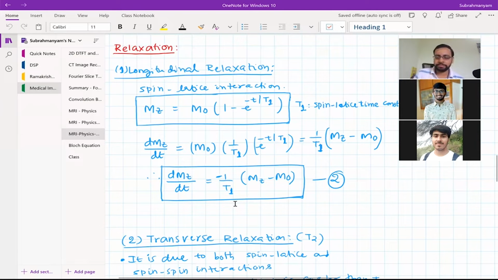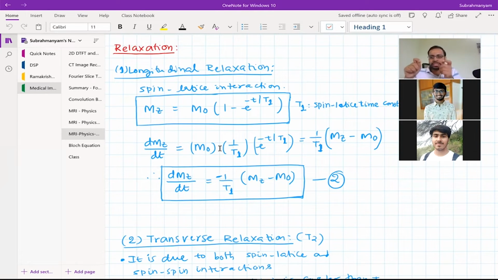Clear so far? This is called T1 relaxation. Remember that the XY plane is referred to as the transverse plane, and the Z axis is referred to as the longitudinal axis. Here we are looking at how the longitudinal relaxation is going to happen. So this is referred to as longitudinal relaxation.